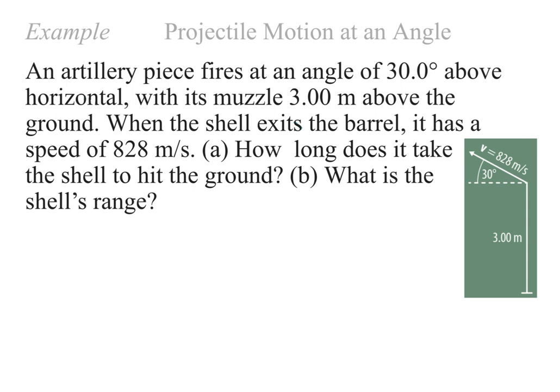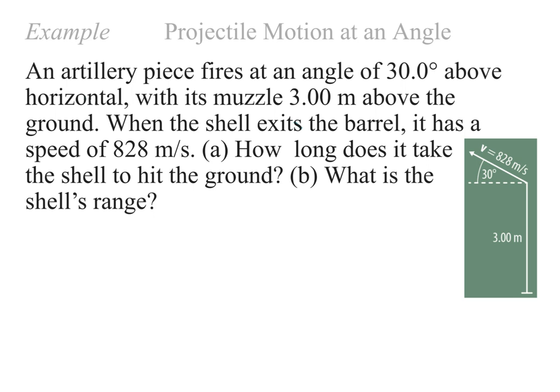An artillery piece fires at an angle of 30 degrees above the horizontal. So this is talking about its horizontal, 30 degrees above its horizontal. You can picture maybe a tank or something, an artillery above it. It would be the horizontal to the base of the nozzle of that gun or whatever it's shooting here. Okay? So that's where that 30 degree comes into play. Its muzzle is 3 meters above the ground. So this is an initial height here. When the shell exits the barrel, it has a speed of 828 meters per second. How long does it take the shell to hit the ground? And what is the shell's range? How far did the shell make it across?